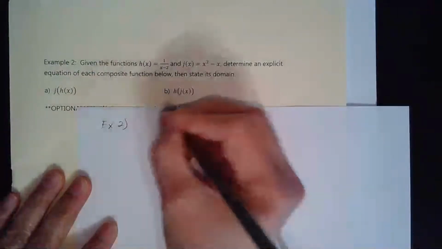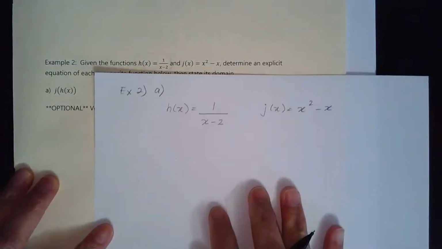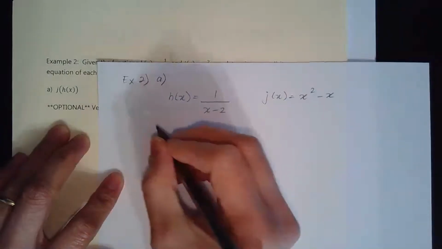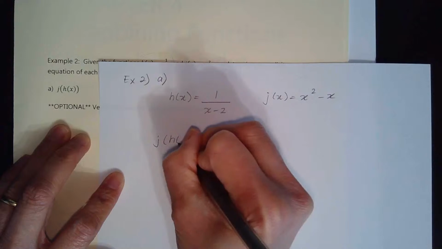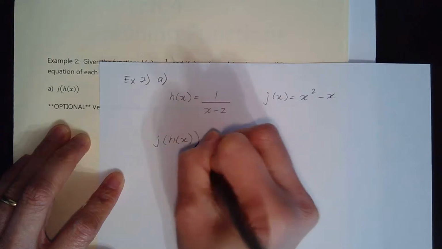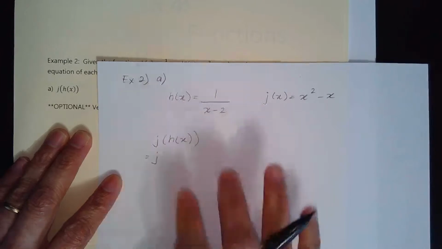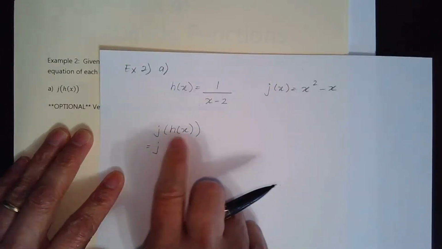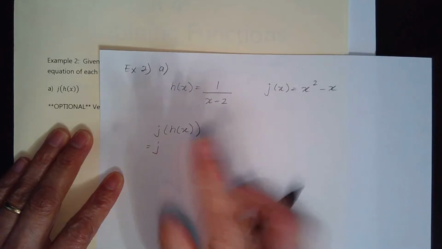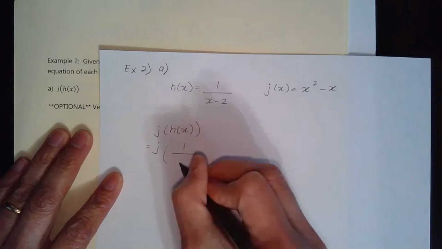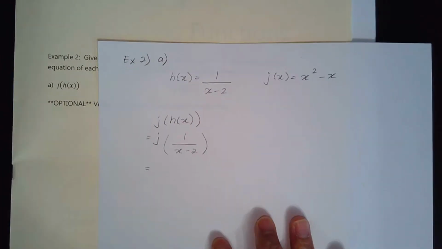Question A. The very first thing that we're going to do is j of h of x. So how to do that? We're going to start with the inside first. What's the inside function? The inside function is 1 over x minus 2. So that one is easy.